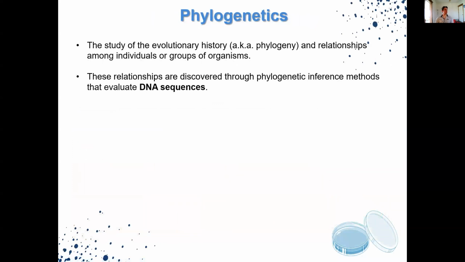Okay, so now we move on to phylogenetics. So what is phylogenetics? That is the study of evolutionary history, also known as phylogeny, and the relationships among individuals or groups of organisms. These relationships are discovered through phylogenetic inference methods that evaluate DNA sequences.